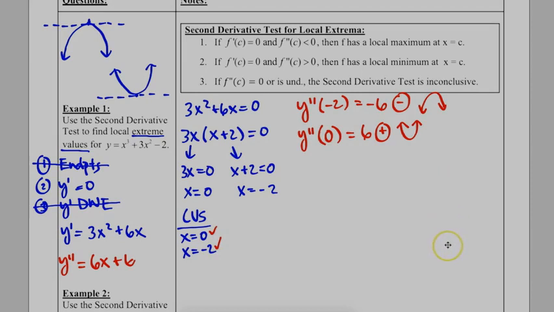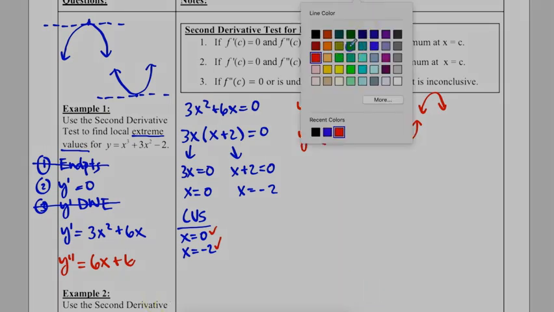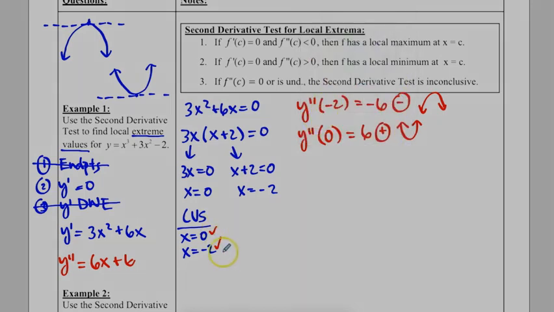So we need to say we have a local max of something. We know that it occurs at 0, and then we're going to justify it. So we actually need to figure out where our mins and our maxes are. We're just going to take our confirmed extreme values and plug them into the original function. So let's see, y of 0 is going to be -2. And y of -2, let's see, 2. Sounds about right.